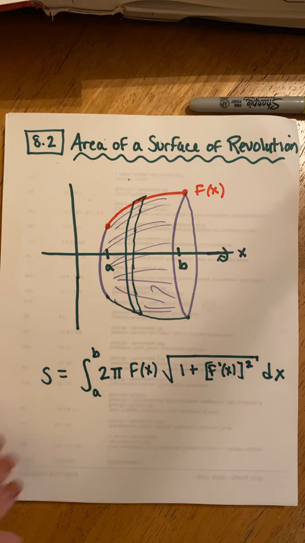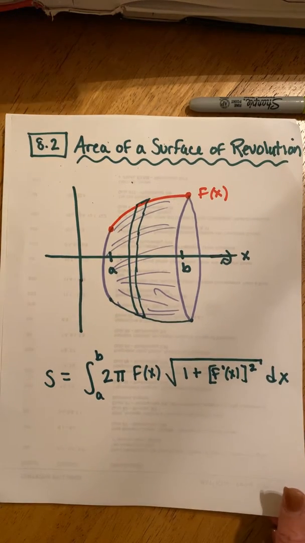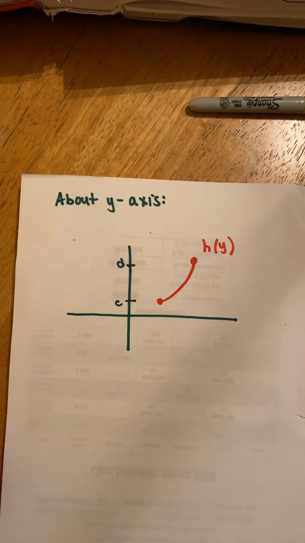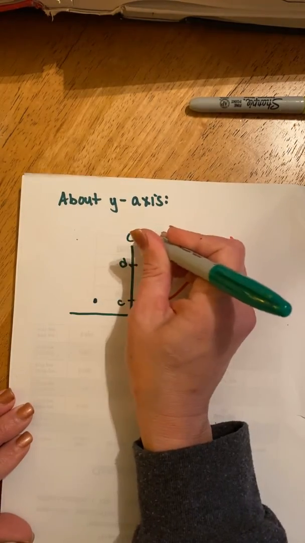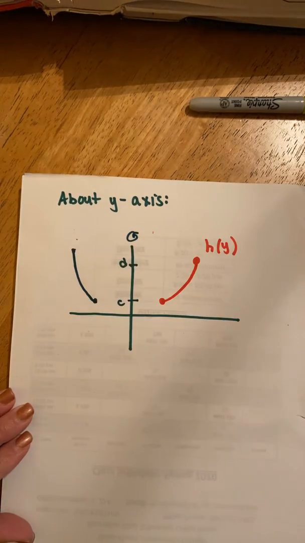Now, if we decided instead to rotate something about the y-axis, so let's take this shape, where x is expressed as a function of y, and we rotated it about the y-axis. Make sure you read the question carefully. Are we rotating about the x-axis or the y-axis?